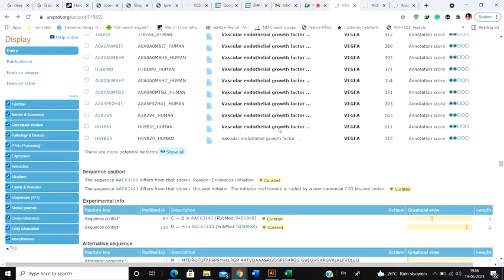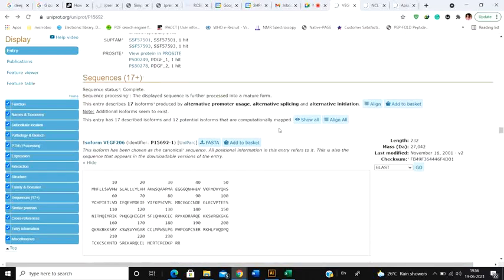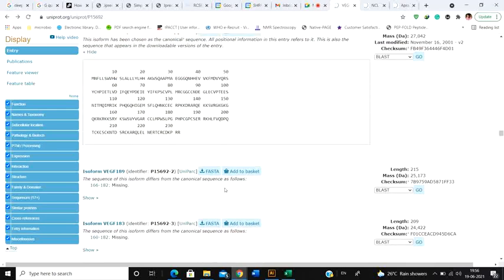Oh, so these are the different isoforms of this particular protein. It also discusses all the other isoforms. So this is the wild type protein. So what is the other isoform? The isoform VJ189 is also another isoform, but how is it different? See, the residues from 166 to 182 are missing.